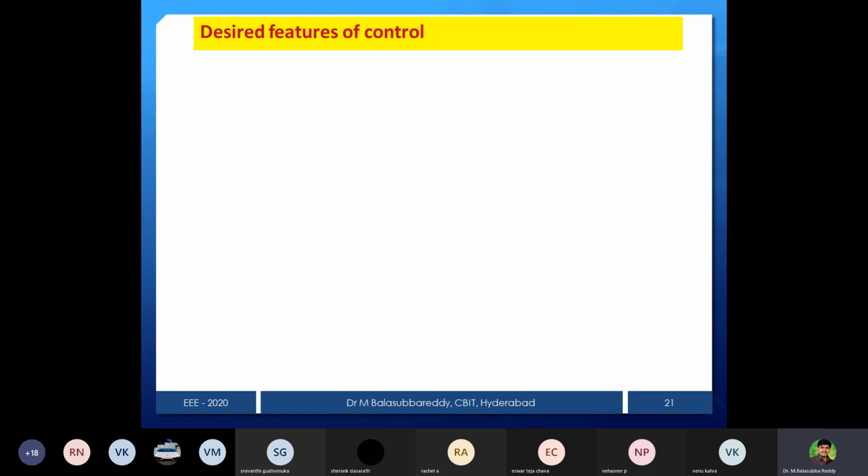The next topic is the desired features of a control. What are the desired features when you are designing a control? We can take care of some of the parameters, otherwise the voltage may rise, or the current may rise, or faults may occur. So the control must be rapid, otherwise the fault clearing time will be more, which leads to a system problem. So I have just listed some of the features.